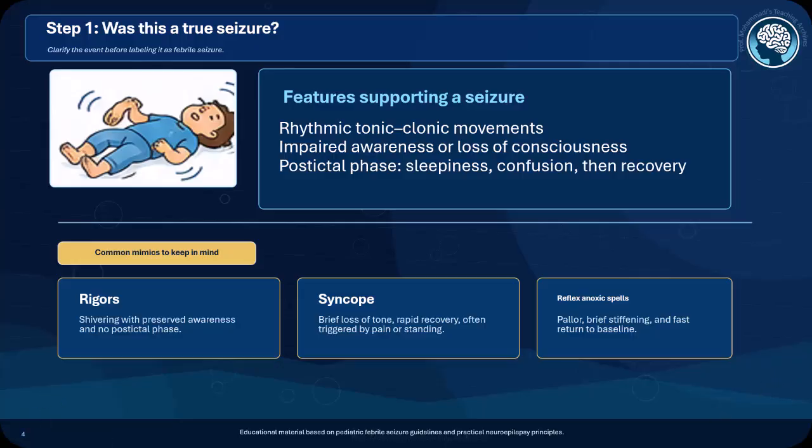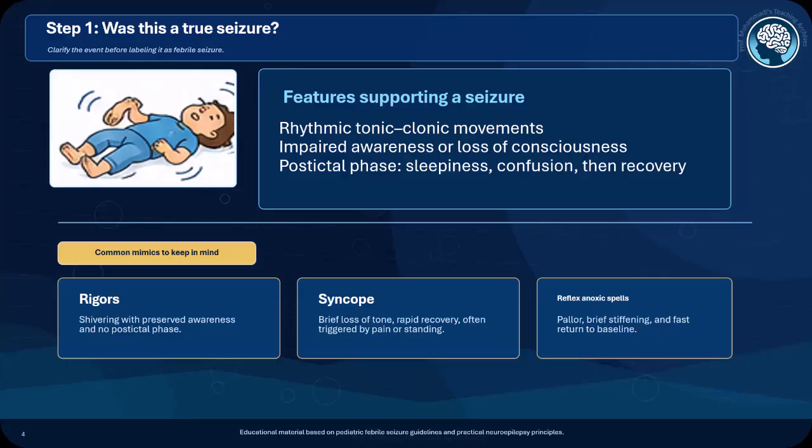At the same time, we should remember common mimics. Rigors may cause shaking during fever, but awareness is usually preserved and there is no true postictal phase. Syncope may cause brief loss of tone and rapid recovery. Reflex anoxic spells can also look dramatic, especially in young children. So, the first step is to reconstruct the event carefully from witness history. A precise history prevents misclassification, unnecessary tests, and unnecessary anxiety.